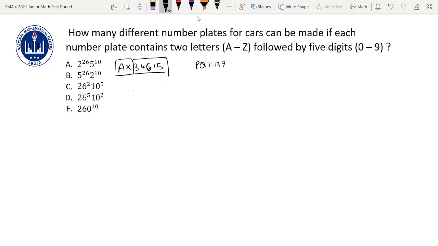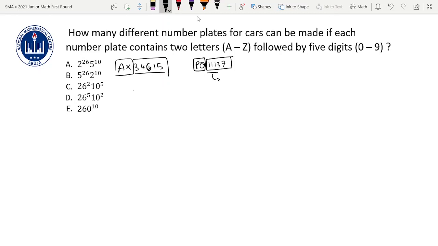Another valid number plate would be something like PQ11137. The reason why this one is valid is because it begins with 2 letters of the alphabet, and those 2 letters are followed by 5 digits. Notice that the question does not give any restriction on digits appearing twice. They did not say that it's followed by 5 distinct digits, or that it contains 2 distinct letters. So that's why having 111 here is allowed. This is an example of a valid plate number.